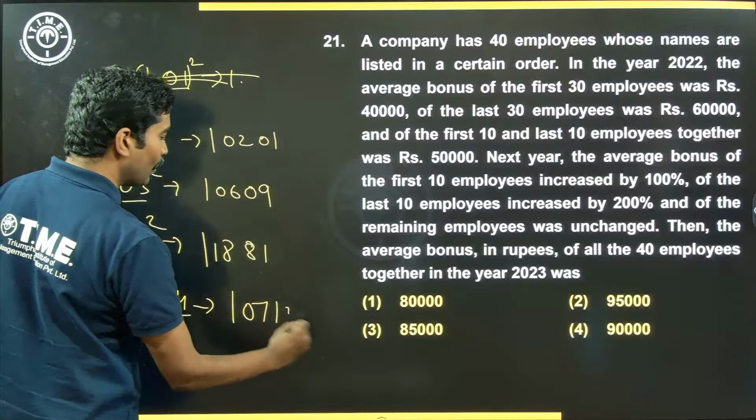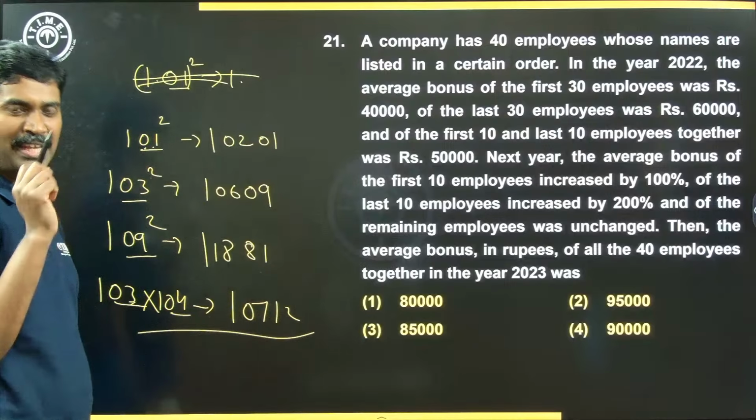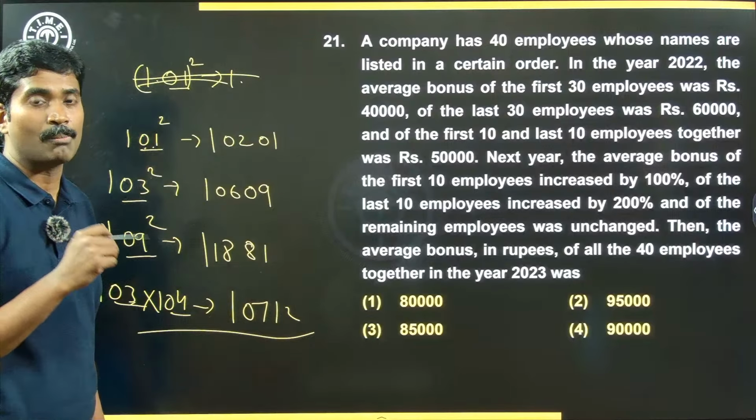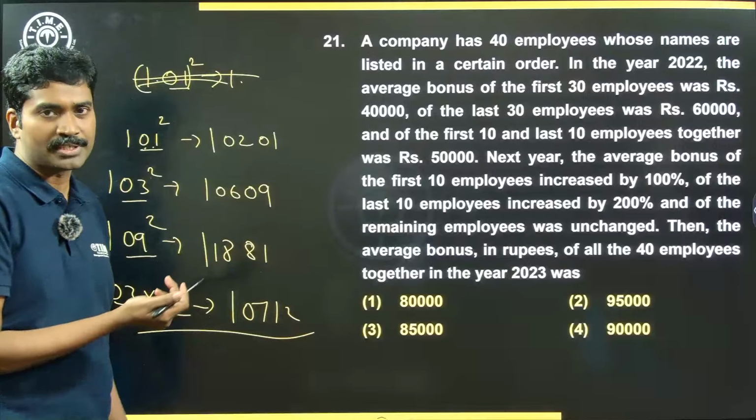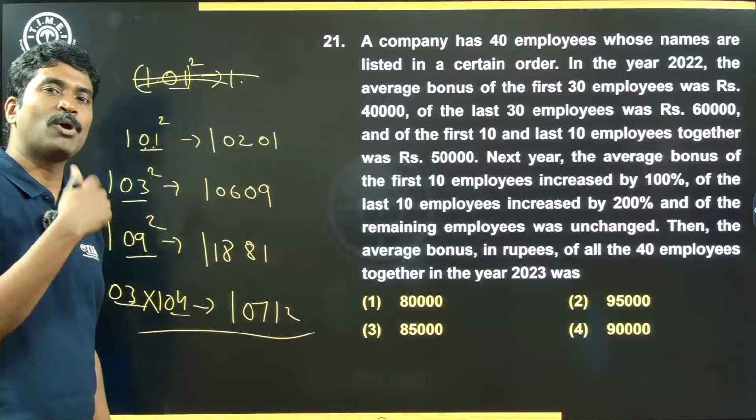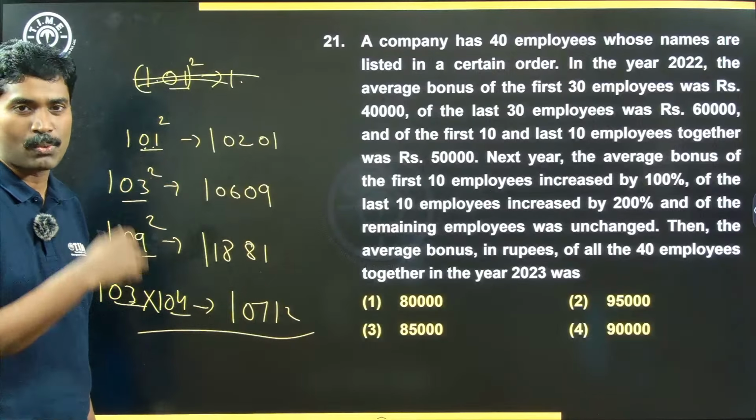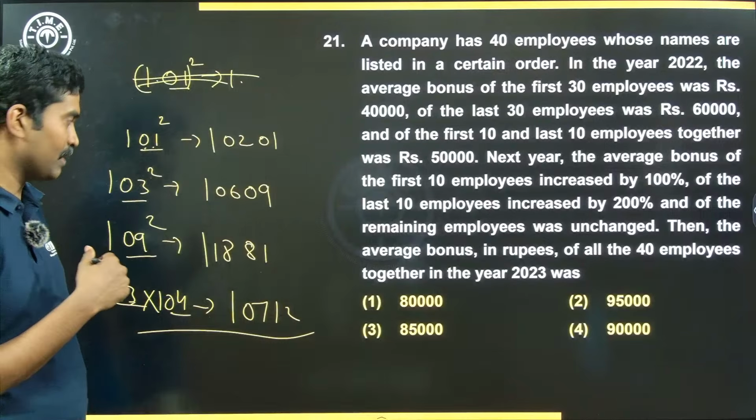3 into 4, 12. Very helpful technique, especially while solving simple interest, compound interest questions. More like compound interest questions. Because there you can have 1.08 whole cube, 1.03 whole square, 1.06 whole cube kind of a thing, right?